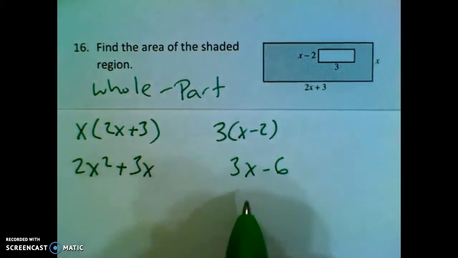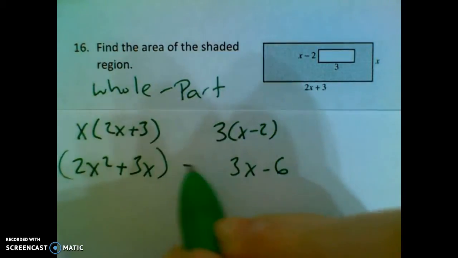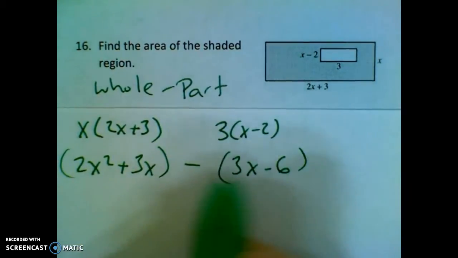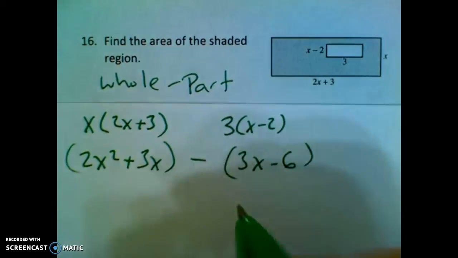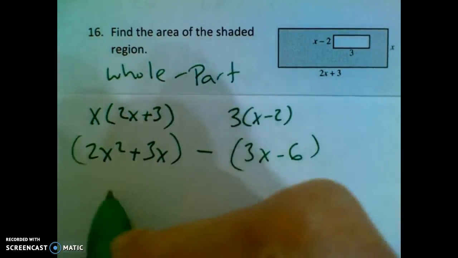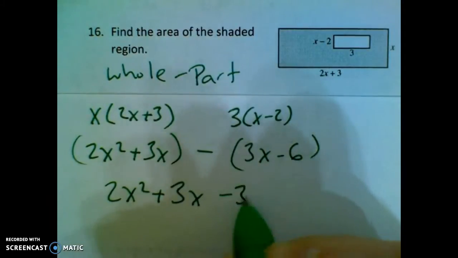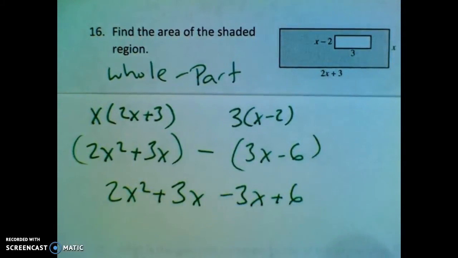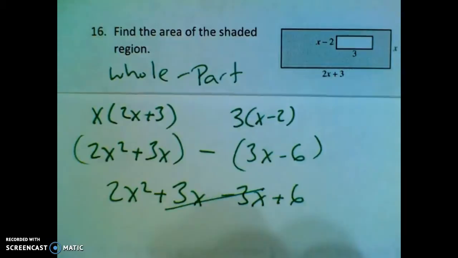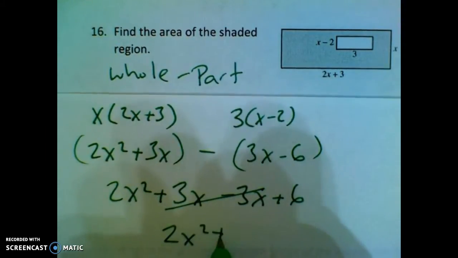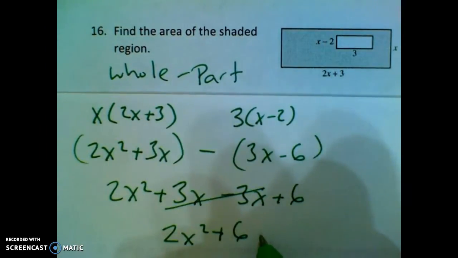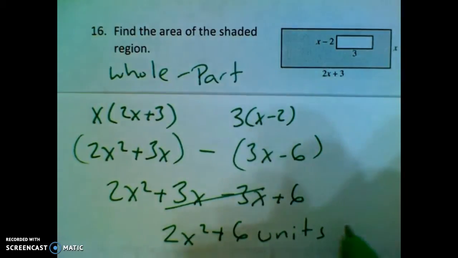But I want to do the whole minus the part. Just basically take into account these are being subtracted. So it's going to be 2x squared plus 3x minus 3x plus 6. 3x minus 3x cancels. You get 2x squared plus 6. And it's area, so it's units squared.